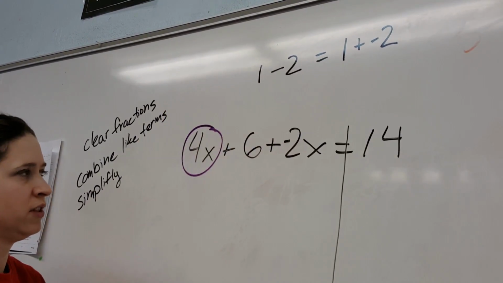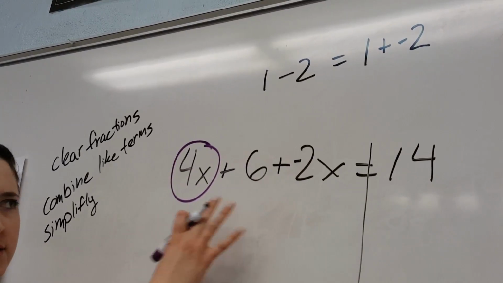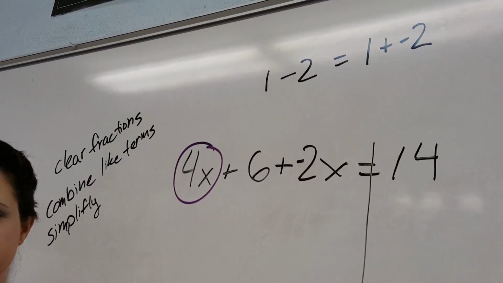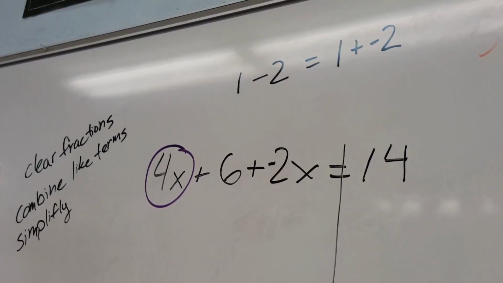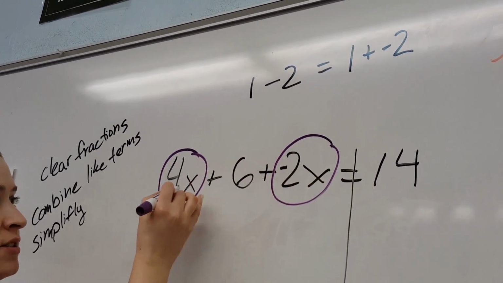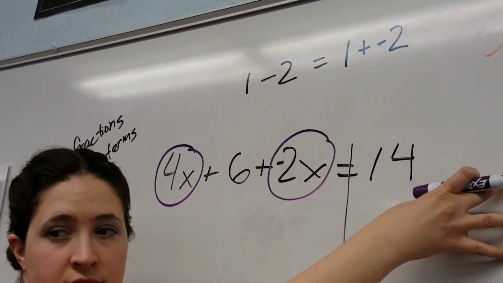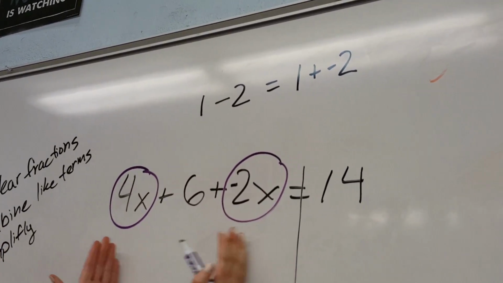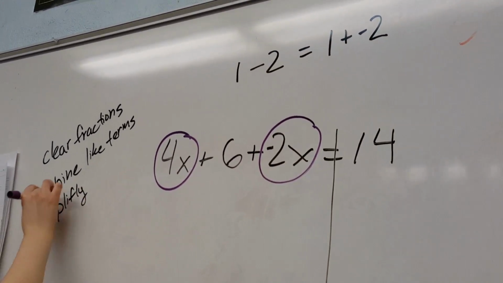I'm going to circle that so that I know that that's the term I'm talking about. Do you see any other x's on this side of the equation that I can combine it with? Yeah. The negative 2x. Because here I've got an x and here I've got an x. If I have x's over here, these are not like terms yet because they're on the other side of the equation. So I'd have to move them over here first. But just on this side of the equation, I can go ahead and combine this and this. That's the combining like terms step.